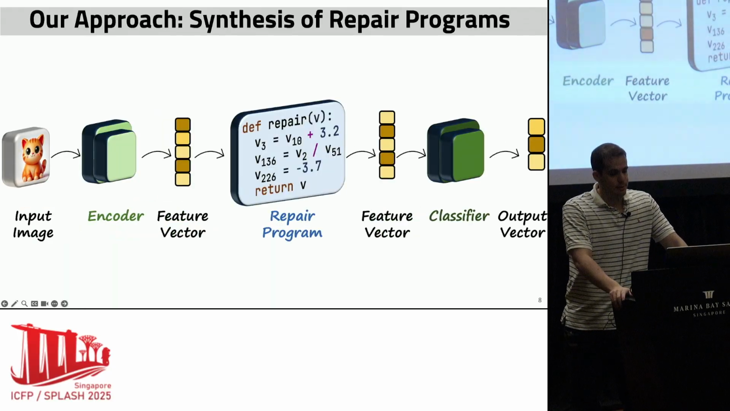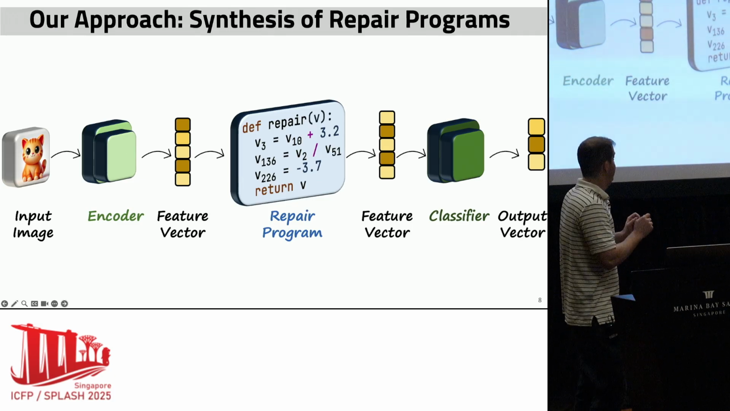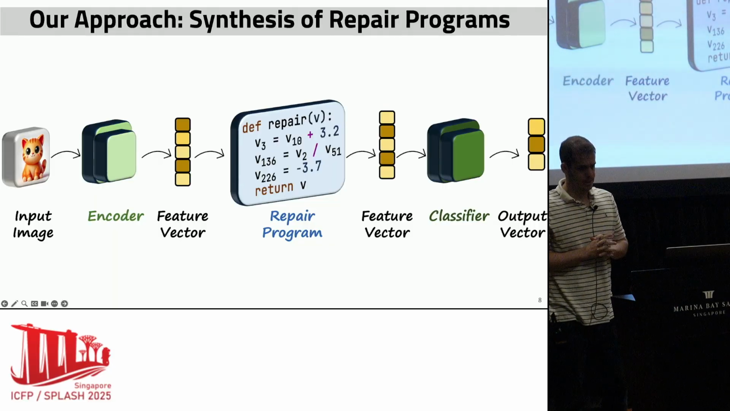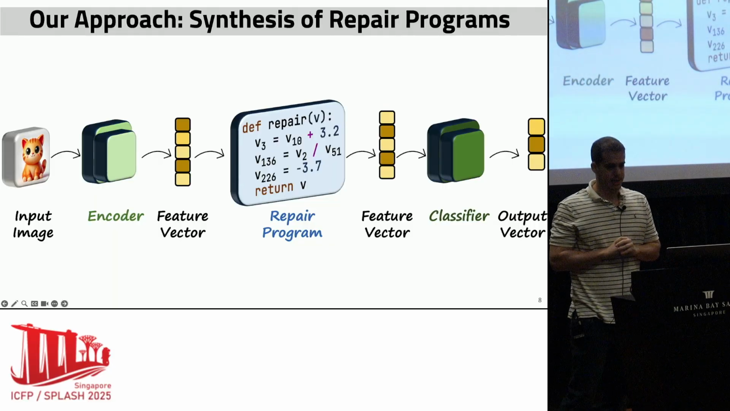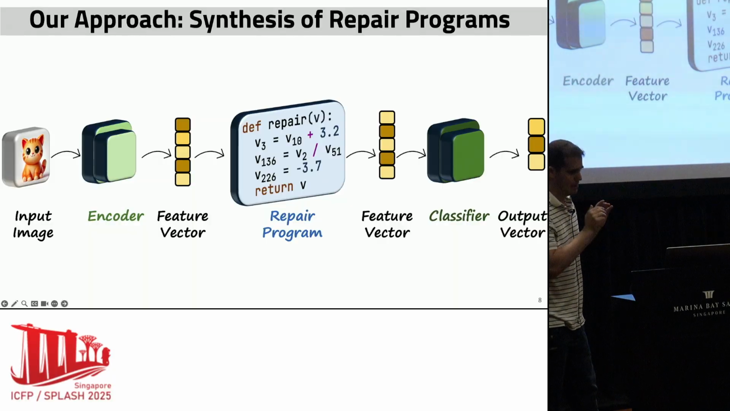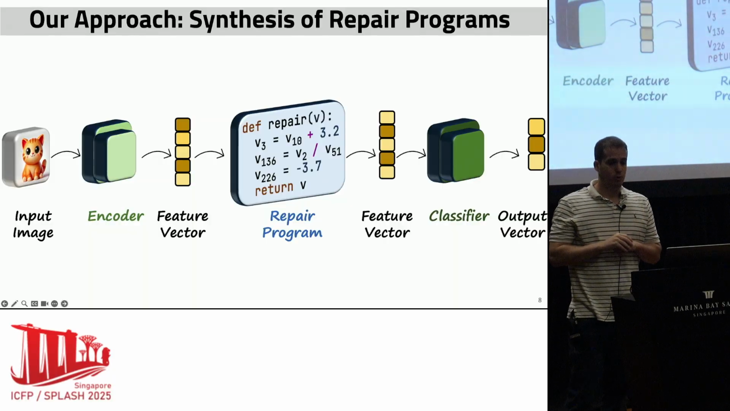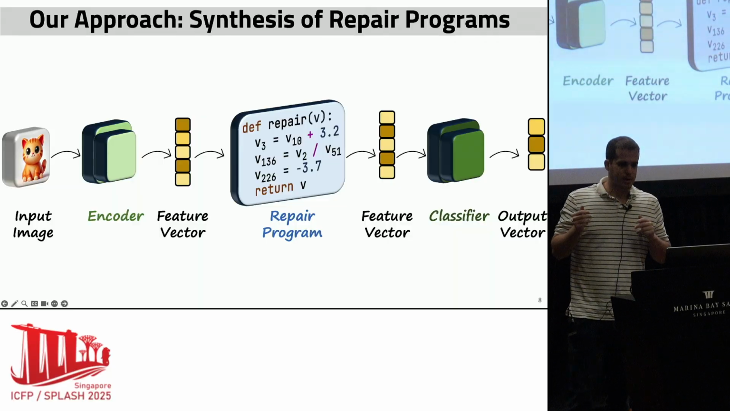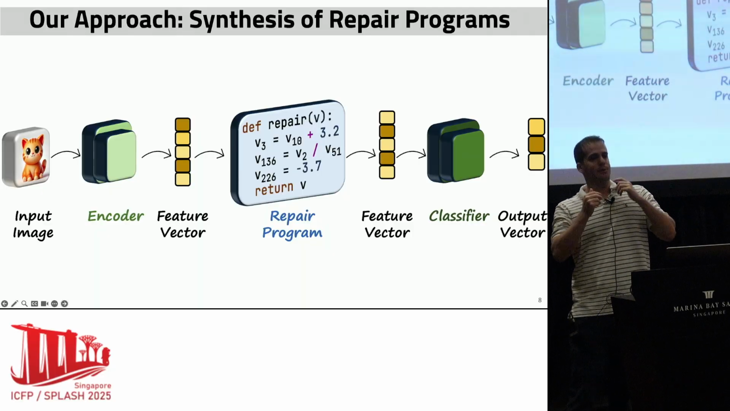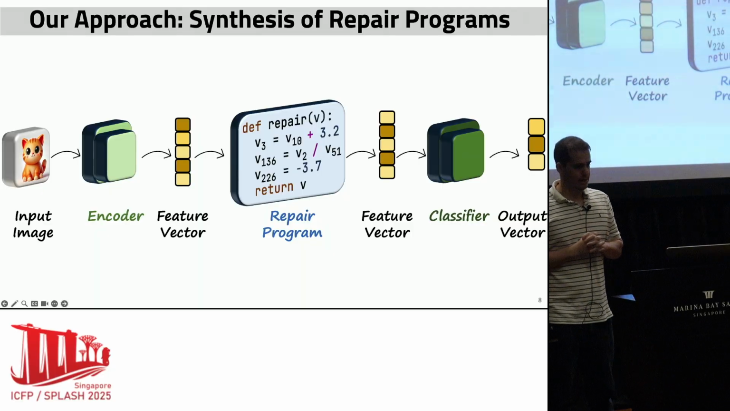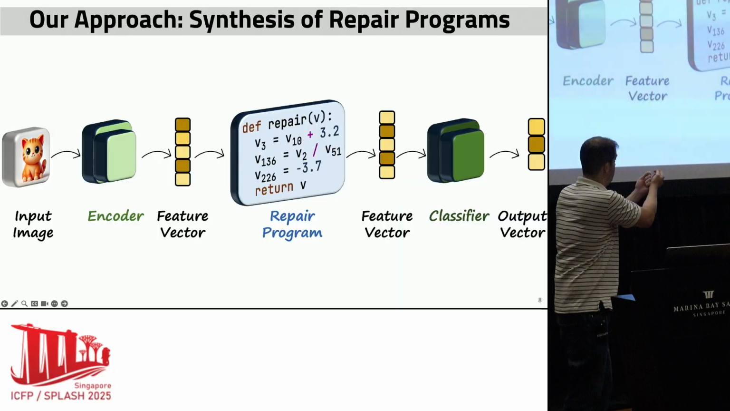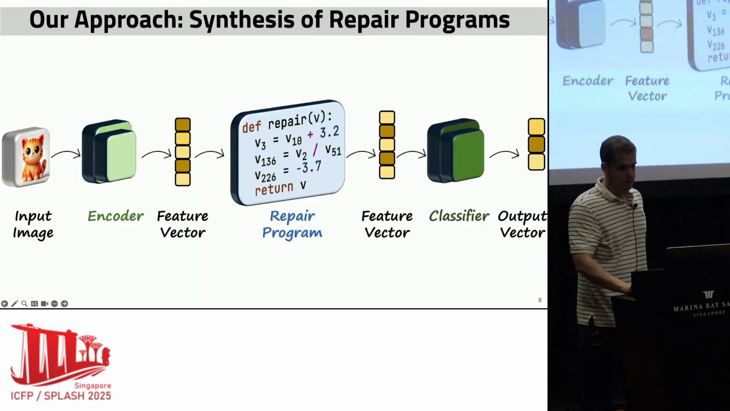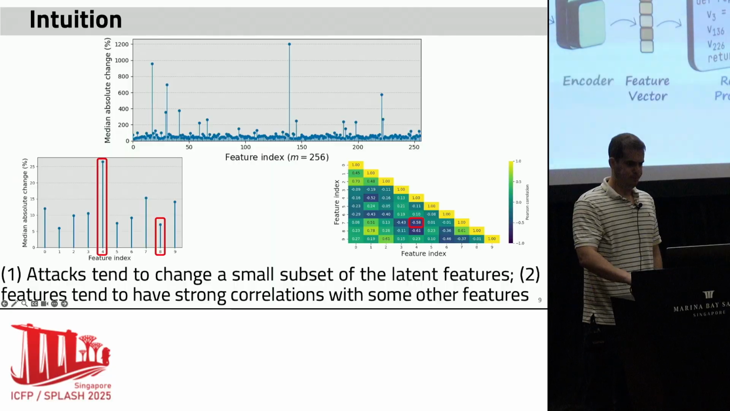What we suggest is to defend against adversarial attacks by integrating short repair programs, as you can see in the center of the slide, into the classification process. A repair program takes the feature vector as an input and repairs it. You can think about it conceptually as reversing the effects of the adversarial attack, and it outputs the feature vector, which is then passed through the classifier to obtain the output vector.